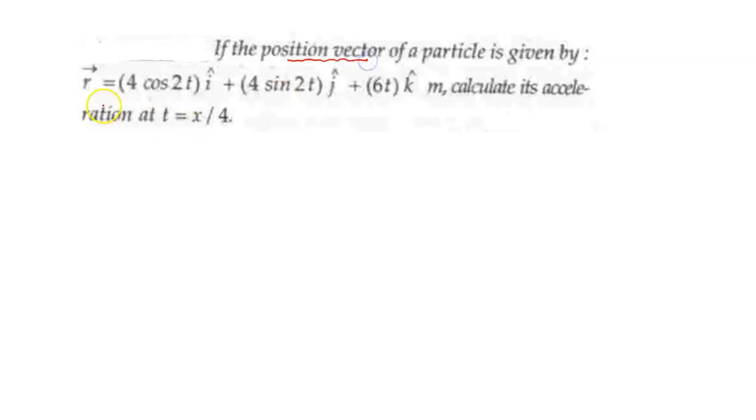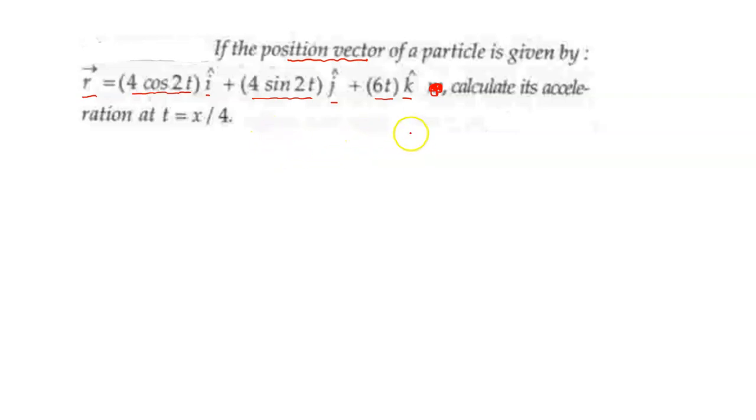If you observe this, r bar is equal to 4 cos of 2t i hat plus 4 sin of 2t j hat, where i hat and j hat are unit vectors in the x-axis and y-axis directions, plus 6t k hat in the z-axis direction. From this position vector, they want us to calculate its acceleration. We have to calculate the acceleration.